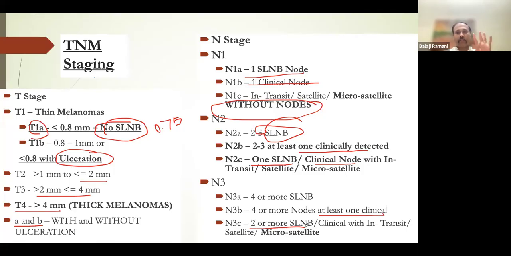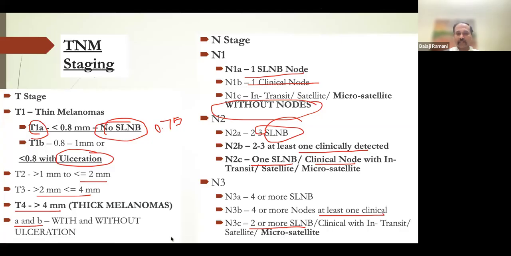Then you have your N3, which is 4 or more nodes. So A is SLNB, so 4 SLNBs. B is one node clinically detected and multiple other nodes, up to 4 or more nodes present, of which one is clinical. And C is presence of two nodes, either clinical or SLNB. Let's say there is one clinical node or two clinical nodes and two SLNB nodes, along with in-transit metastasis, then you call it an N3 lesion. I think that should be clear.